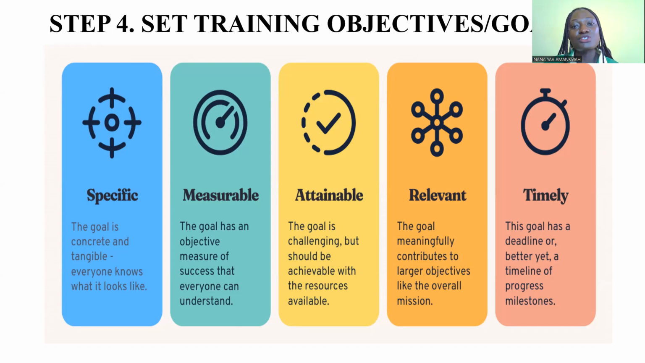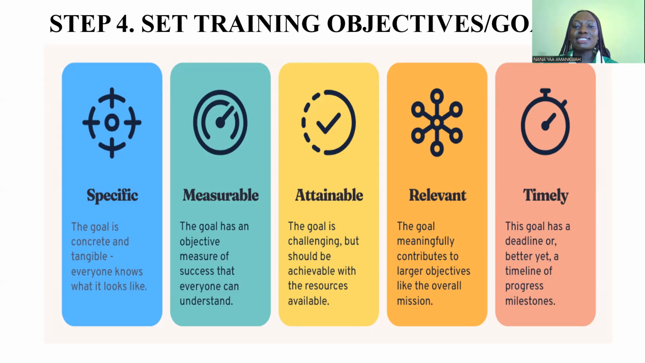The goals that you set for your training program should also be measurable. The goal should have an objective measure of success that everyone can understand. You should be able to measure the goals, so you say, we want to increase sales by 50%. So everybody knows whether we are doing 50%, 20%, 10%, or 200 cartons. Let the goal be measurable.